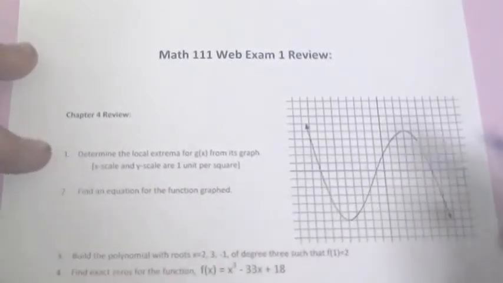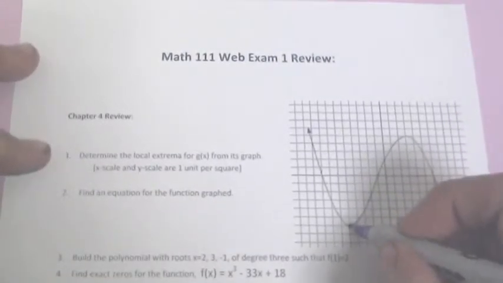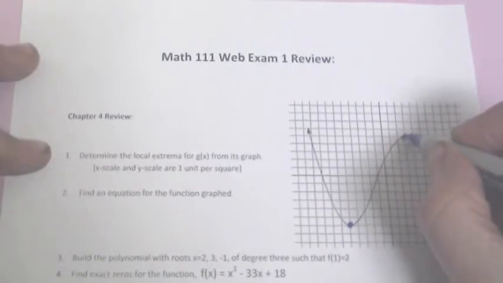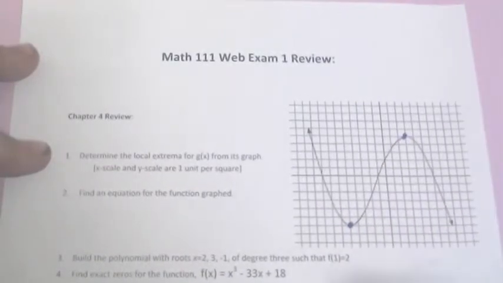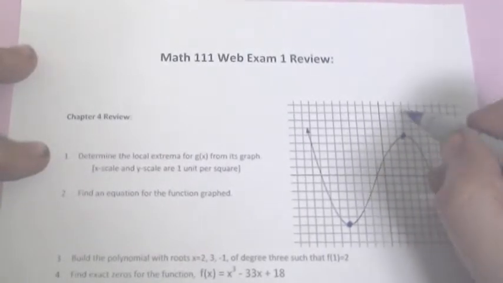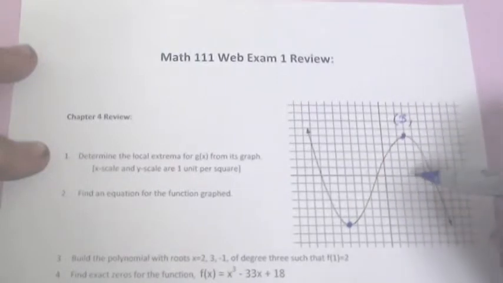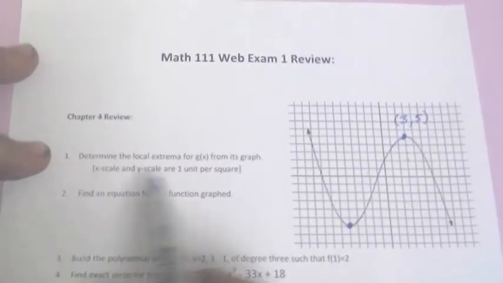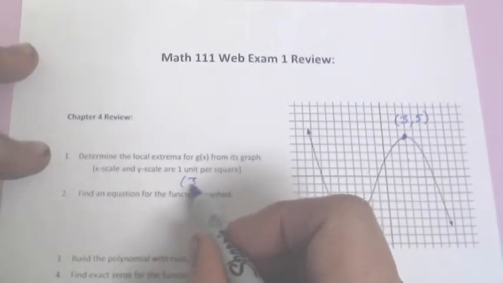So determine the local extrema. Local extrema are our max and our mins. You're told the scale is 1 to 1, so that point is happening at 1, 2, 3 in the x, 1, 2, 3, 4, 5 in the y. So the first local extrema we have is the point (3, 5).